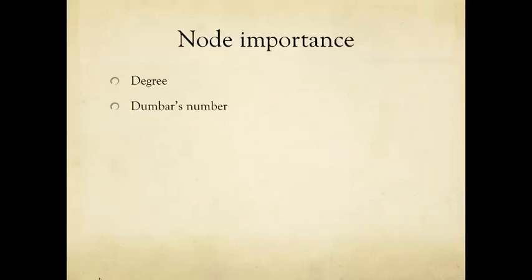So equipped with this basic set of notation of a graph and its matrices, now we can start to talk about how we quantify the importance scores of a node.